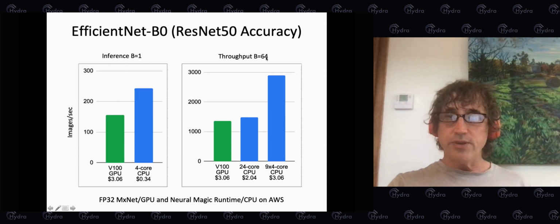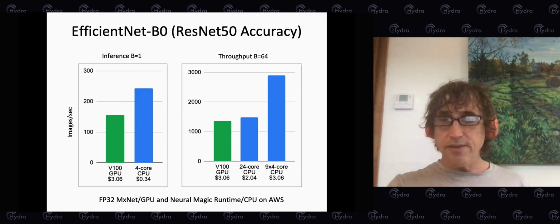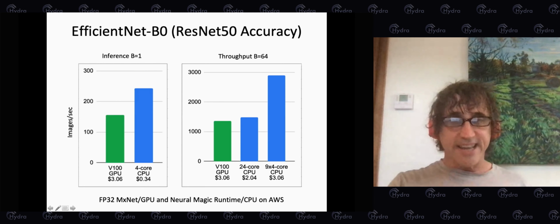And the throughput, and here again is batch 64. You can see that the V100, compared to a 24-core CPU running the Neural Magic inference engine, is just about the same. And for the same amount of money that a GPU costs, you can buy on Amazon 9 4-core CPUs, and you'll get twice the performance. So this says something about what happens when I have an efficient network.